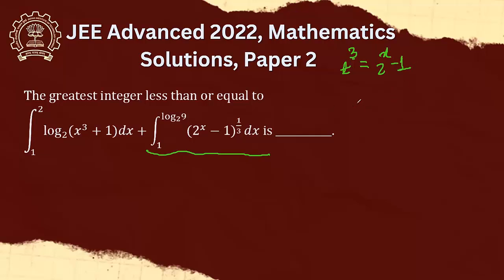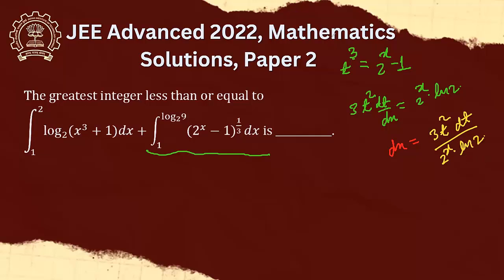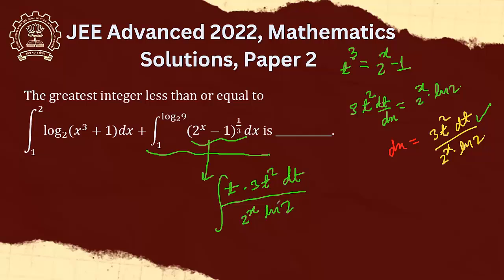Differentiating both sides, 3t square dt upon dx is equal to the differential of this, which is 2 to the power x ln 2, right? So from here dx is equal to 3t square dt upon 2 to the power x ln 2. Also, 2 to the power x minus 1 whole cube root is t cube to the power 1 by 3, that is t only, right? For dx I'll write this, so 3t square dt upon 2 to the power x ln 2, integral of this.